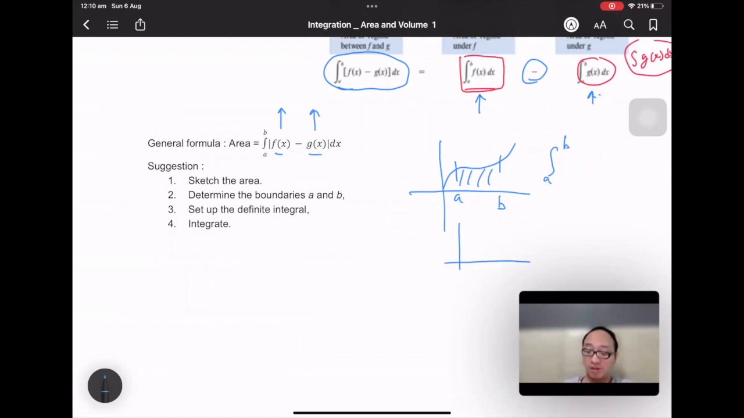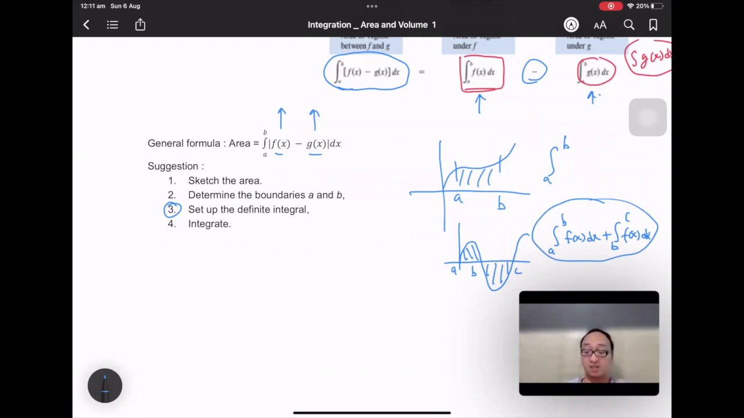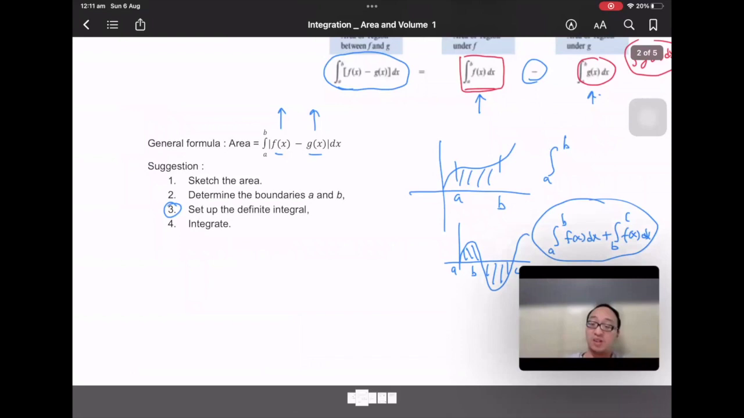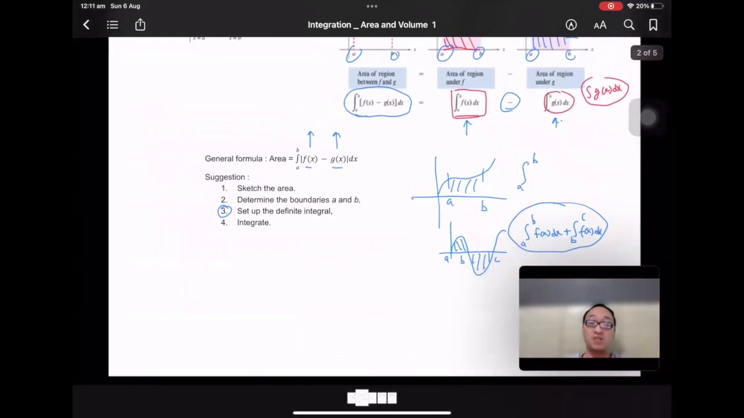But if we have integration like this, there are two regions, one on the top of the x-axis, the other lower than the x-axis. So we have to divide into two regions, so a, b, c. So integral from a to b of f(x) plus integral from b to c of f(x) dx. So we have to split it. That's the third method. We construct the equation, the definite integral. And then after that, we just integrate it easily and calculate it using the definite integral method.